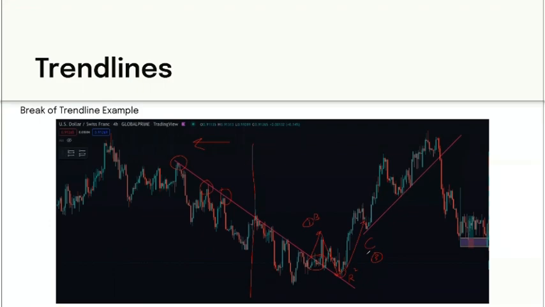Trend lines are a very, very powerful tool. Number one, they help you project where price is going to go in the near future, and number two, they can also help you predict when a reversal of trend is going to happen. So these are the powers of trend lines.